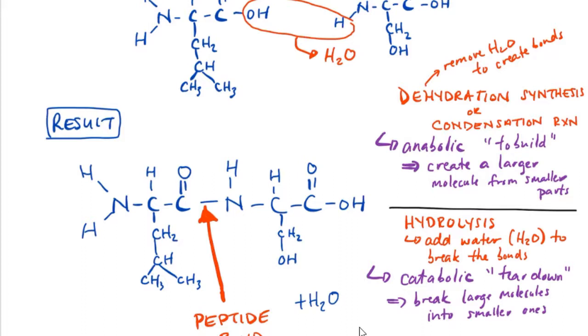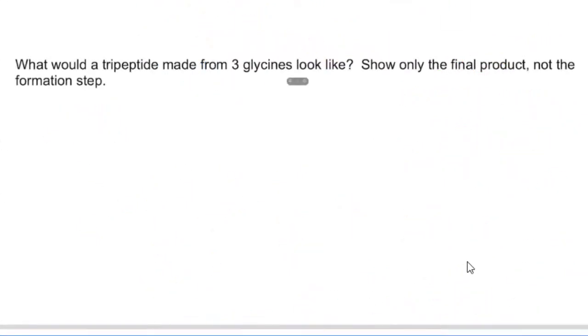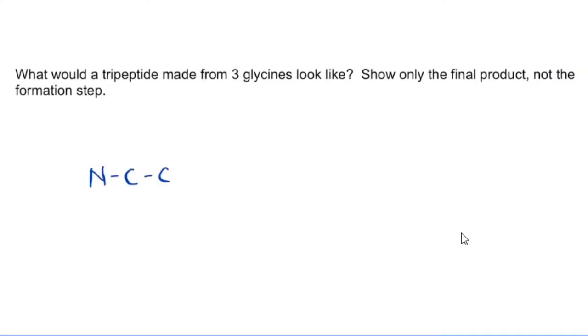Once we've joined these guys together, this is the most basic level. This is called primary structure. So here we have our little tripeptide that we want to draw, made from 3 glycines. So I know that the R group's just going to be a little simple H, nice and easy. And I only want to show the final product as this question is telling me. I don't need the formation. So here's how I do it. I know that NCC is the backbone. So I do that, NCC. I know that's going to join directly to the next NCC.